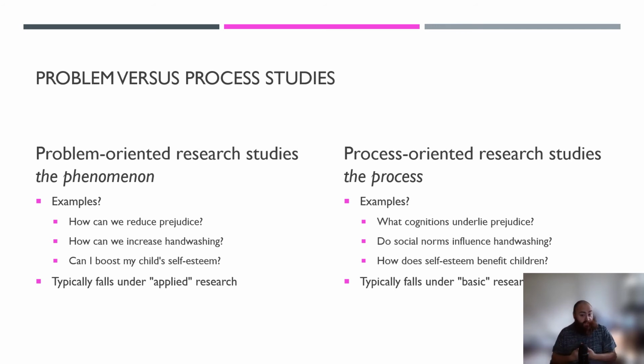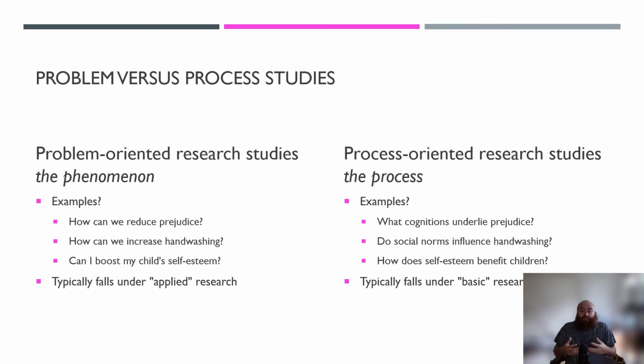But I've recently learned a better way to do this that actually really improved the way I analyze problems. And that is thinking about problem-oriented research studies versus process-oriented research studies. When you perform research in psychology, there are these two broad goals, and some basic research is process-oriented, some applied research is problem-oriented, but those categories don't always fit super well. Anyway, problem-oriented research studies a phenomenon.